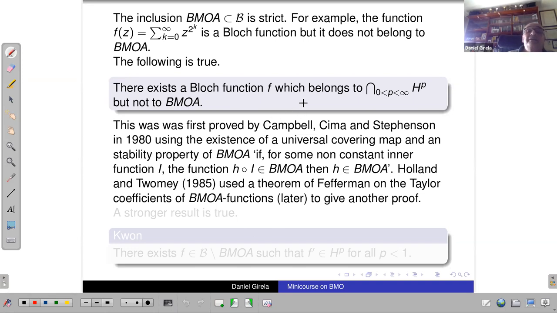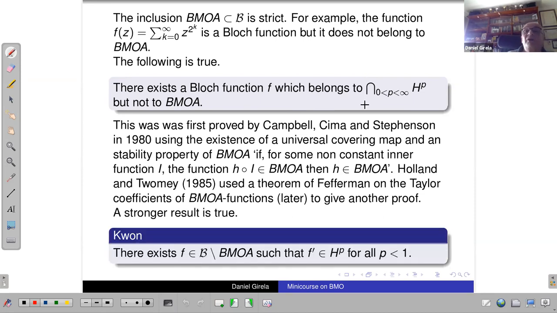But actually, an even stronger result than this is true. And this was proved by Kwon. And actually, the result is the following. There is a Bloch function which is not in BMO, and so that f prime is in H^p for all p smaller than one. This result is stronger than this, because if f prime is in H^p for all p smaller than one, then f is in H^p for all p smaller than infinity. So this result actually is stronger than the one that I have written. But anyway, I'm not going to give details of this. They can be found in the paper that I mentioned before.